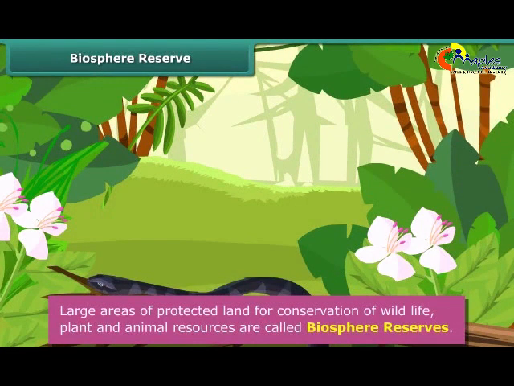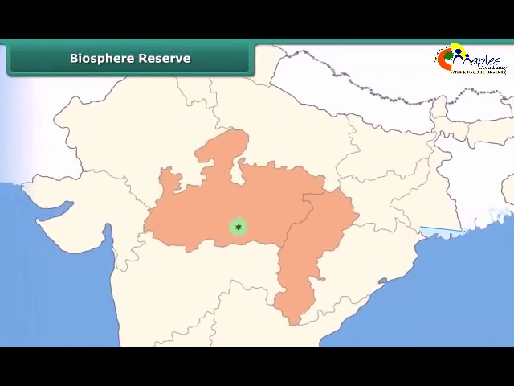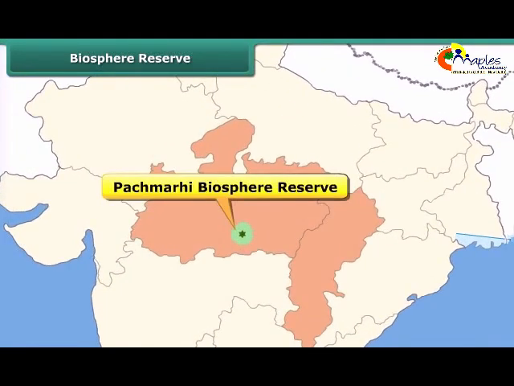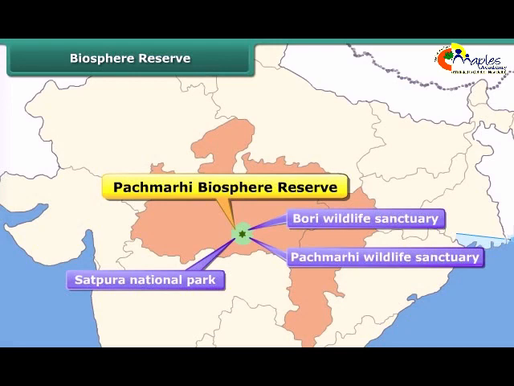Do you know a biosphere reserve may also contain other protected areas in it? Yes, let me tell you an example. The Pachmarhi Biosphere Reserve consists of one national park named Satpura and two wildlife sanctuaries named Bori and Pachmarhi.